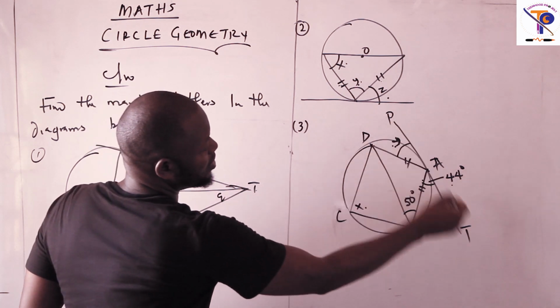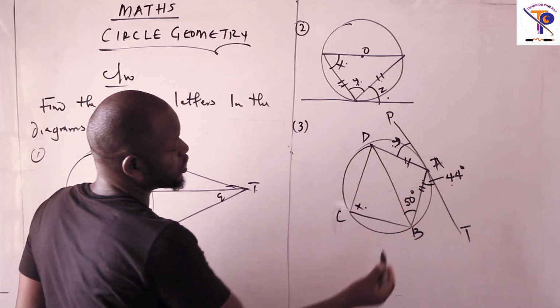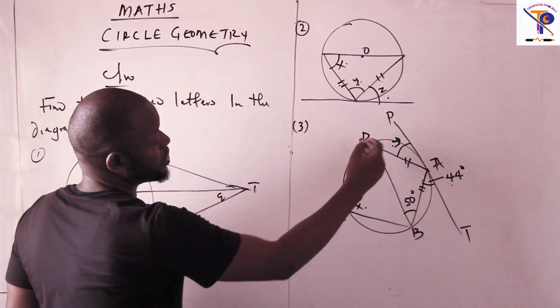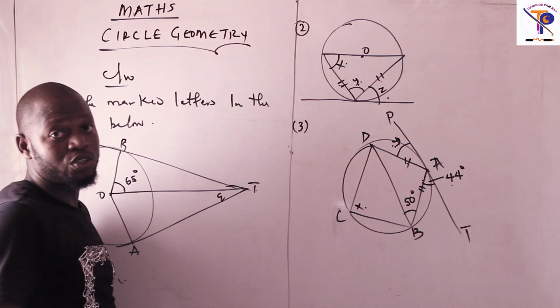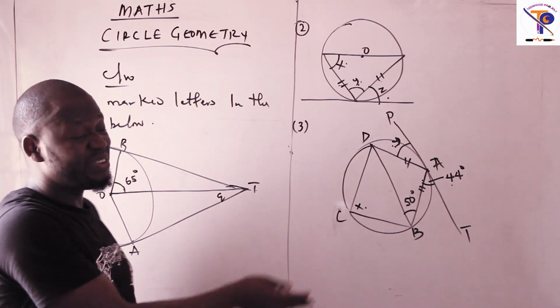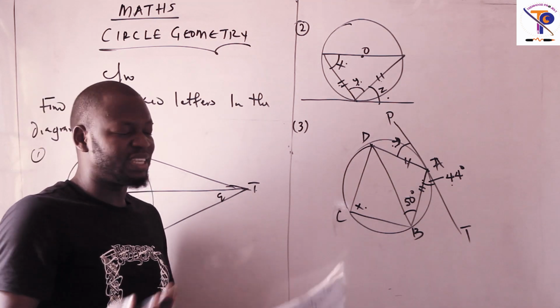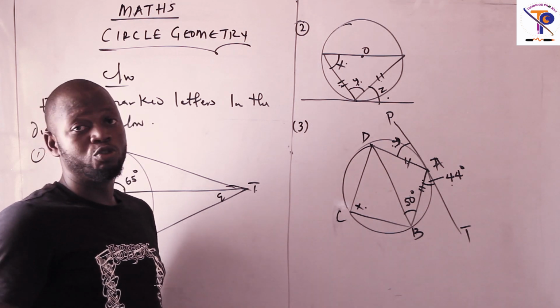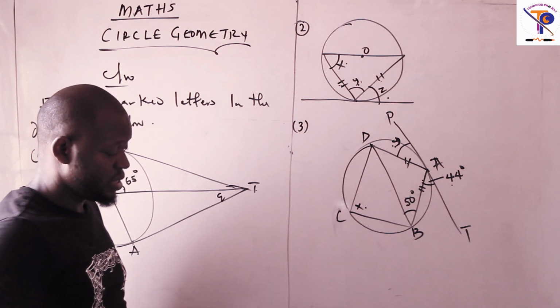Looking at this, we have a tangent that is connected to a triangle, and also we have a cyclic quadrilateral here. So we have everything we need. The theorems have given us help enough to be able to tackle these questions.